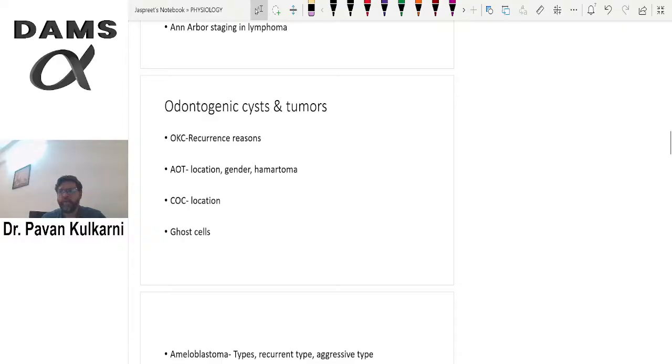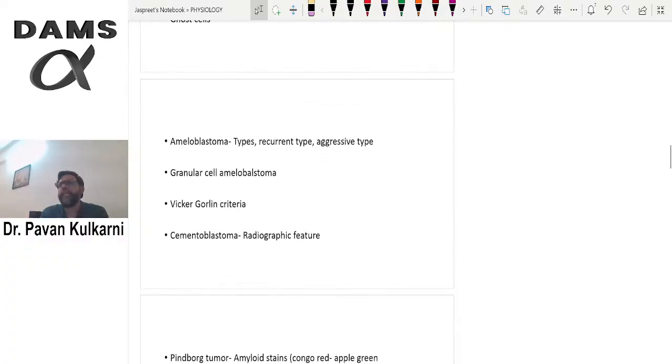And the importance of this COC is that it has mixed radiolucency and radio-opacity. Histologically, it will show the presence of ghost cells. We have already discussed where you see ghost cells, so you should know about the ghost cells, the image of the ghost cell, and what are the conditions where you will see ghost cells. That is the type of question they'll ask you.